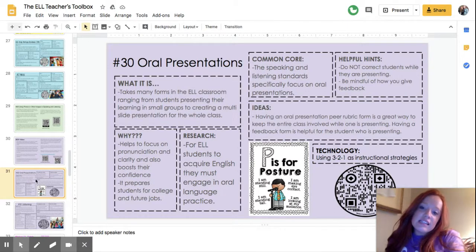What this is, it takes many forms in the English language learners classroom, ranging from students presenting their learning in small groups to creating a multi-slide presentation for the whole class. It helps to focus on clarity and boost their confidence. It prepares students for college and future jobs. For English language students to acquire English, they must engage in oral language practice. The Common Core speaking and listening standard specifically focuses on oral presentations.